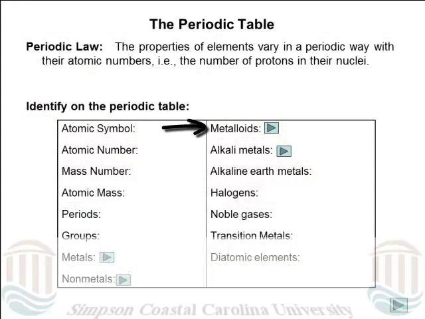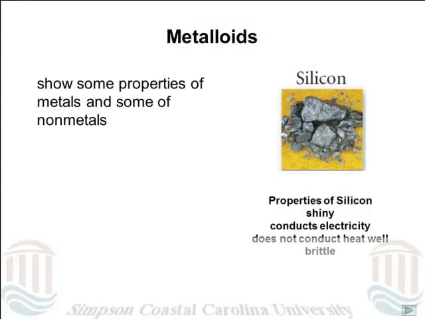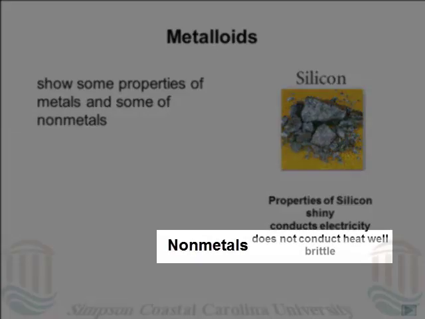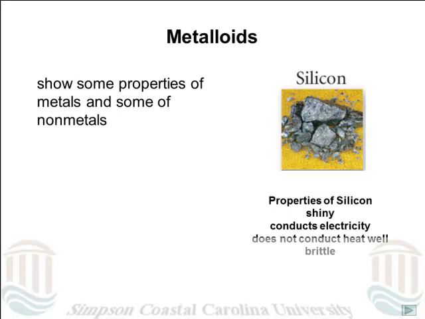All right, let's talk about metalloids now. So with metalloids, they're going to have some properties of metals and some properties of nonmetals. If we look at silicon, which is a very well-known metalloid, it's shiny. It actually conducts electricity, doesn't conduct heat well, and it's brittle. Shiny and conducts electricity, those are properties of metals. Doesn't conduct heat and is brittle, those are properties of nonmetals. So metalloids fall between metals and nonmetals, and a lot of times metalloids are also known as semiconductors, or combinations of metalloids are what we know as the semiconductors that we use today.